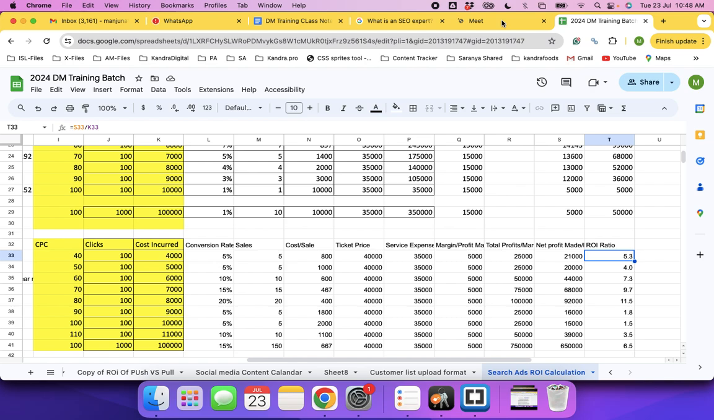Right? Now case 2, 50 rupees is your CPC. Conversion rates are the same. See, 5%, 5%. Now straight away, because the CPC, cost per click, is 50 rupees, your total expense or cost incurred is just 5,000 rupees, and that's how your return became 4 times higher. Did you all get that?